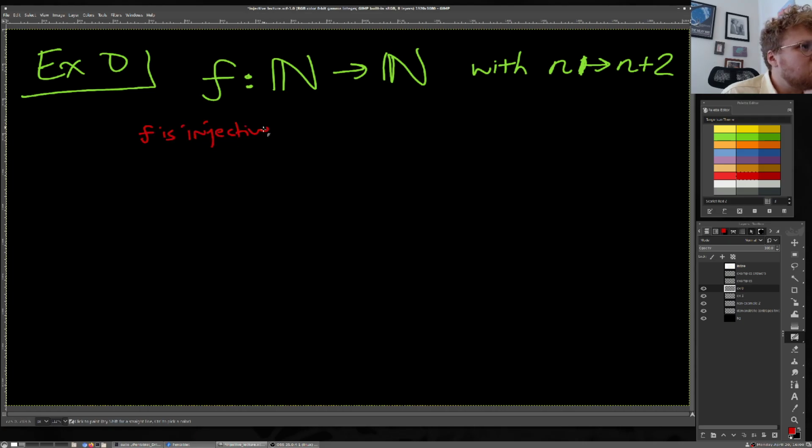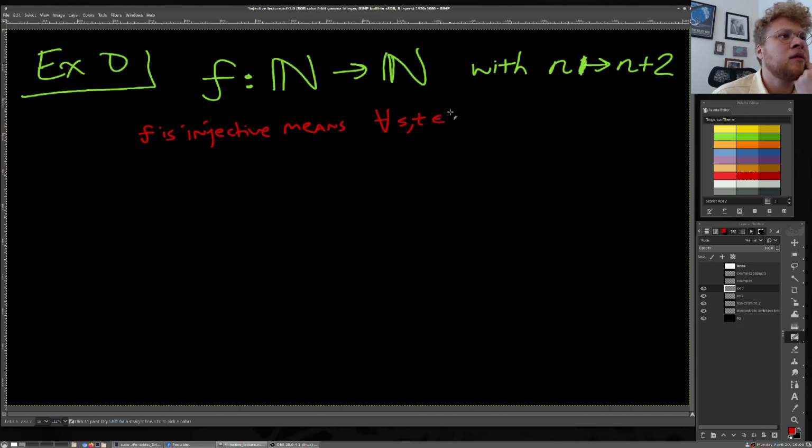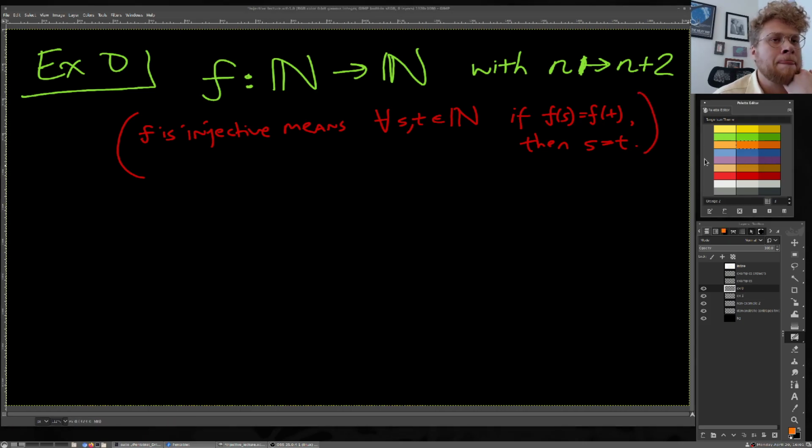But just recall, this was a little bit earlier in the video, or if you've got that definition written down somewhere, if you're taking notes, which of course I do recommend. f is injective means that for all choices s and t in the domain, which here is all natural numbers, if the outputs associated with s and t are equal, then s has to equal t. So that's the definition that we're going to be using. So how do we prove this?